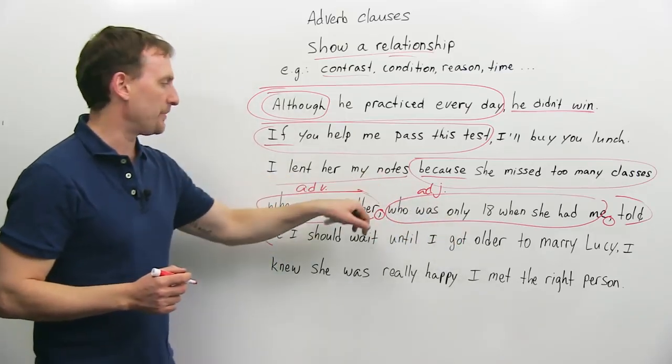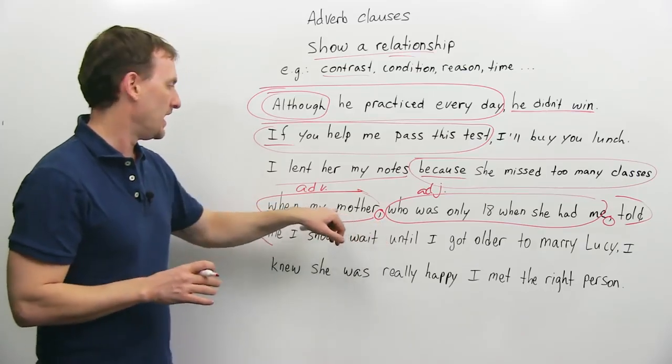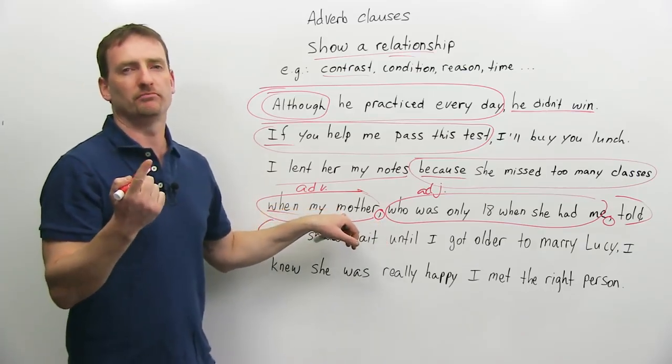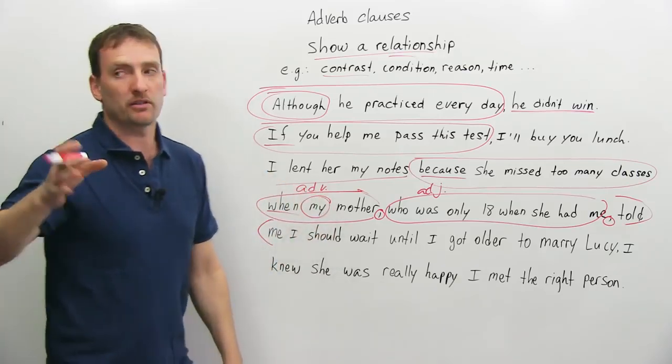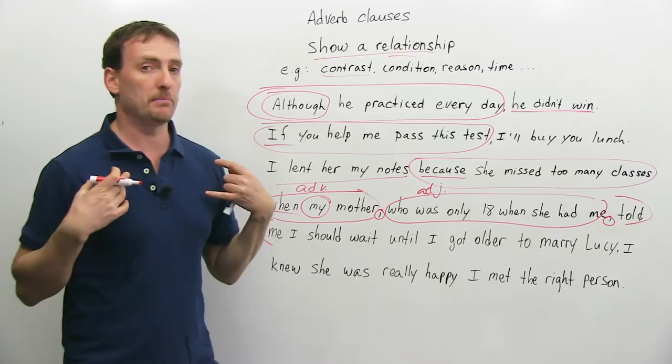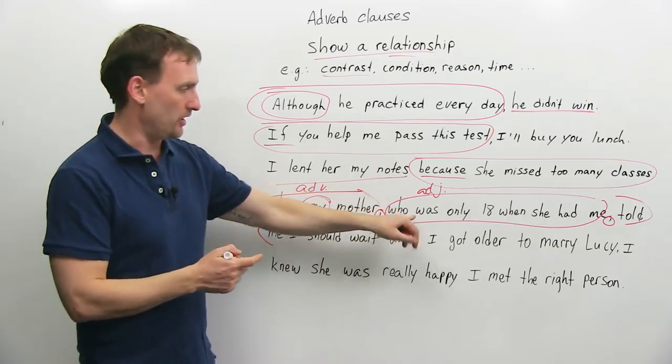Adjective clause telling me something about my mother, but commas tell me it's not identifying. I only have one mother. She's already been identified. She's my mother. Not your mother, not his mother, not her mother. My mother. There's only one. So this is a non-identifying adjective clause.